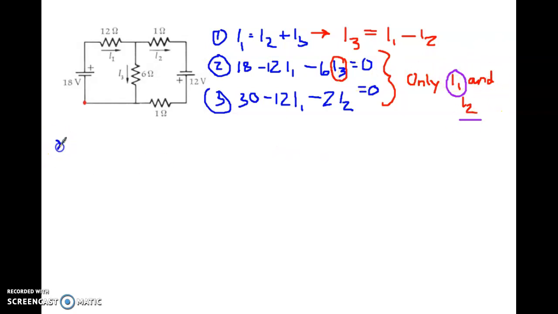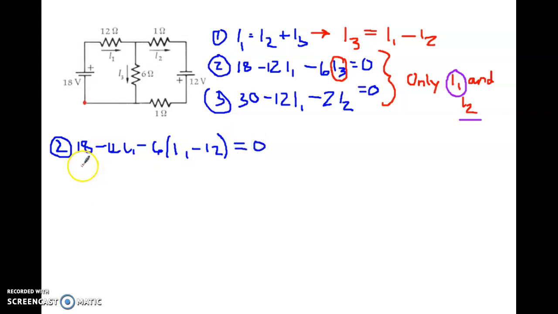So when I modify number 2, let me show you what I'm doing. There's number 2. My 18 doesn't change. My minus 12 I1 doesn't change. And the next part, minus 6, I'm going to have to substitute in something. I'm going to put my parentheses there first. Here's my I1 minus I2. Now, that is going to equal 0.